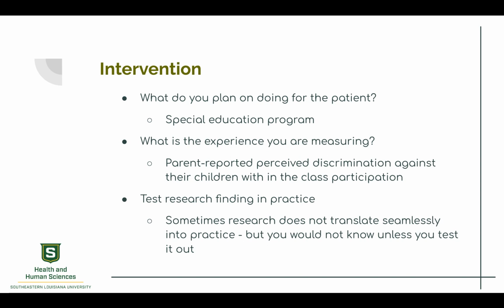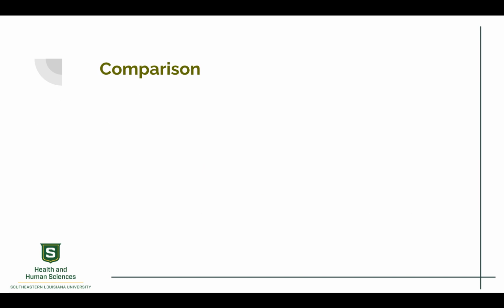So in research, you may find one result that says this works, but when you take it and try to run it in practice, you find out that actually, no, we need to do something. So that would be an intervention in this case. For comparison, you could be asking the question: what alternative are you considering?